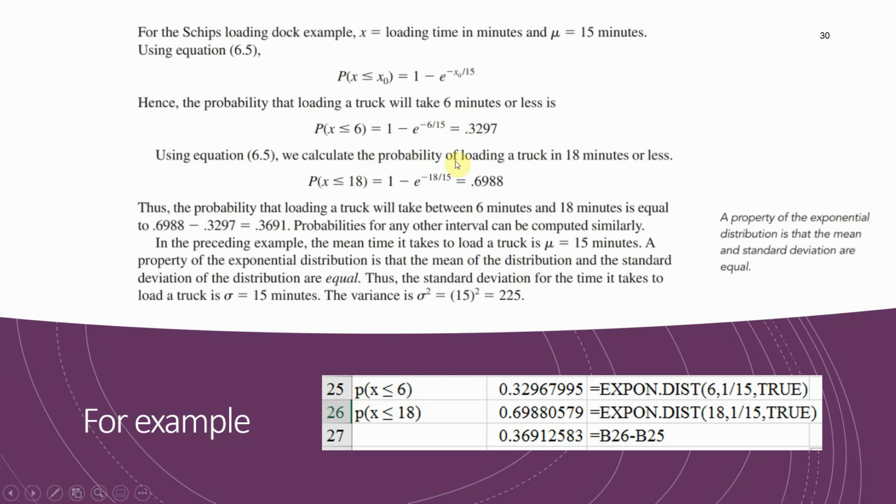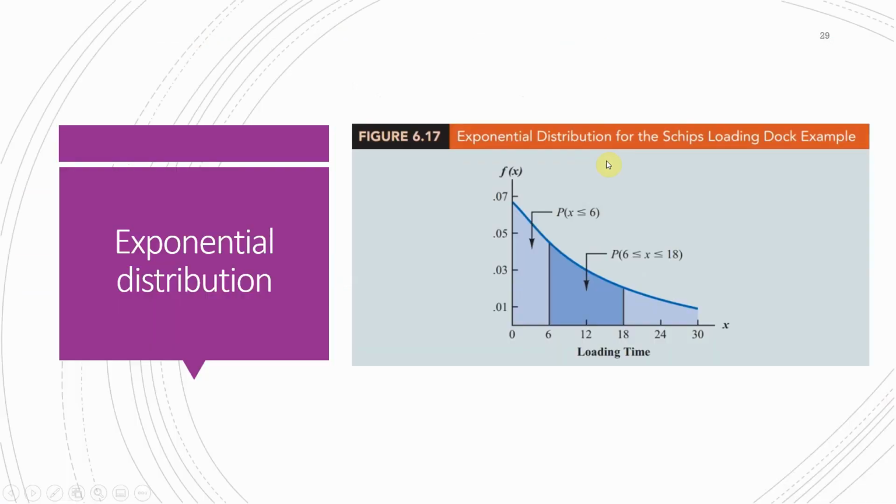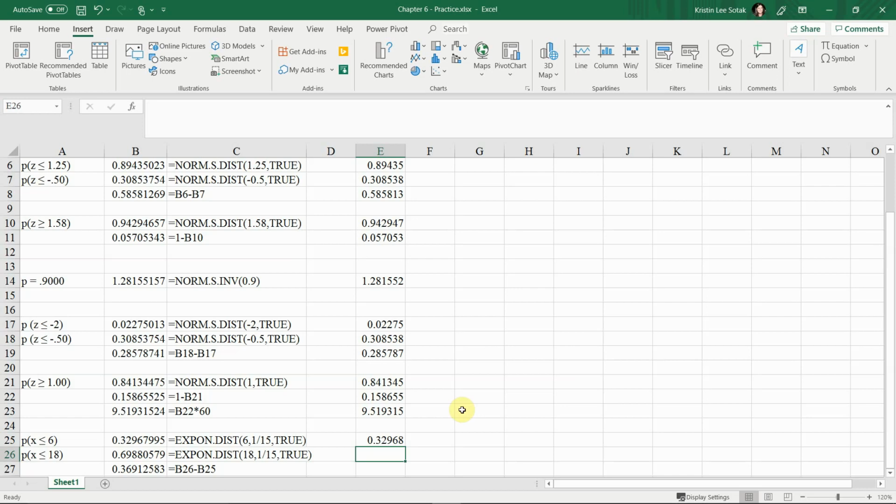Now, what if we want to calculate the probability of loading a truck in 18 minutes or less? Right here it is up to 18 minutes, so we can just find all of this area, the cumulative probability from 0 to 18. Again, we can do this in Excel, and it's the exact same thing as before: equals expon.dist, we're looking for 18. What is lambda? It is 1 divided by mu, which is 15, cumulative is true, and boom, 0.6988.